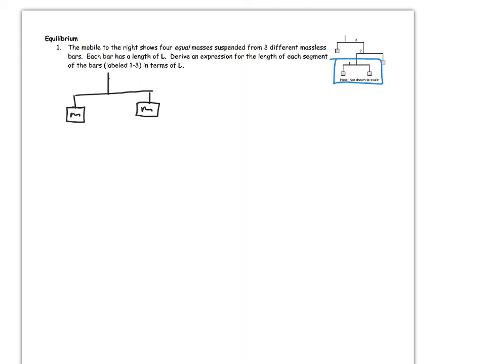Hanging from segment 1, we have two masses, which means we have a force of gravity here and also a force of gravity there. I'm calling them the same thing because the masses are equal. The easiest spot for a pivot here is the point where the string attaches, leading up to the next bar, where there is a force of tension. So I'm going to make that my pivot. You probably can figure out that since the masses are equal on each side, it needs to pivot in the middle, which means that segment 1 is just L over 2.